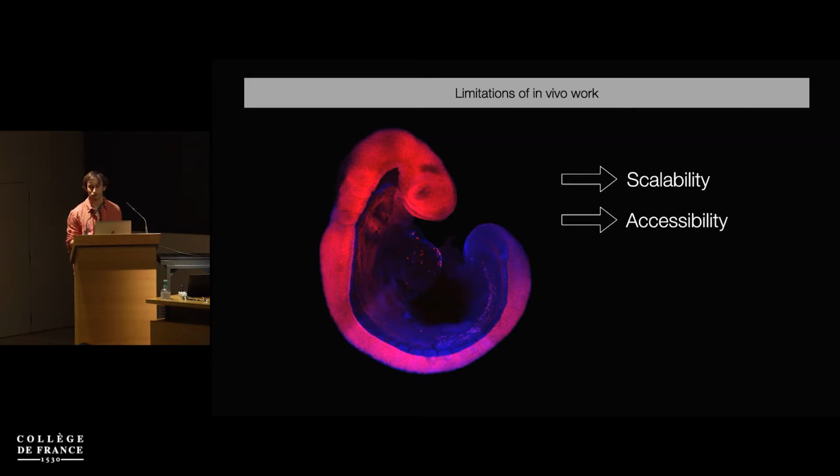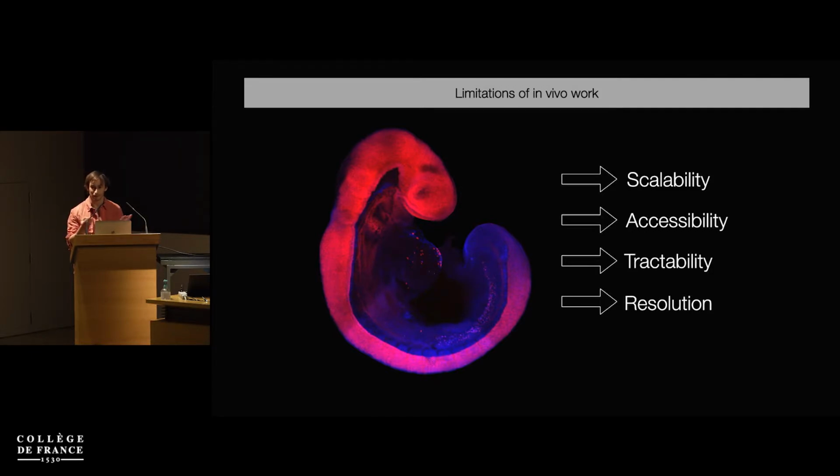Accessibility, so the embryo is notoriously difficult to access. Tractability, so it's very difficult to manipulate the embryo in vivo. And finally, the measurements that we get are typically of a low spatial and temporal resolution.